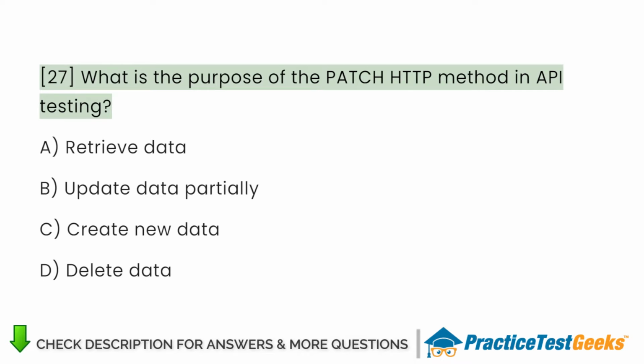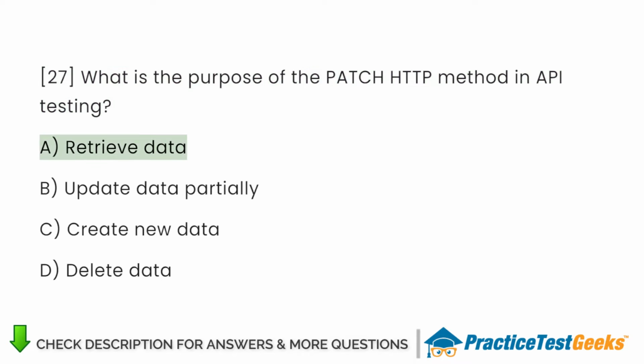What is the purpose of the PATCH HTTP method in API testing? A. Retrieve data. B. Update data partially. C. Create new data. D. Delete data.